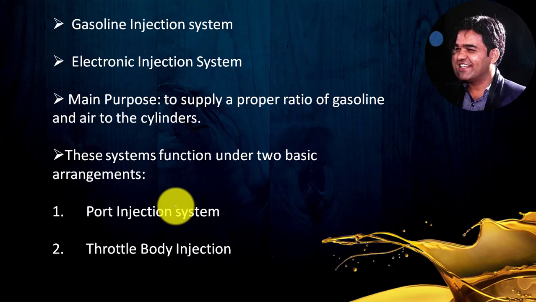This MPFI system is completely controlled by the electronic module, so it is also known as an electronic injection system. The main purpose of implementing this MPFI system on a gasoline vehicle is to supply a proper ratio of gasoline and air to the cylinders. By supplying a proper fuel-air mixture to the cylinder, we are trying to generate a homogeneous mixture inside the cylinder, and ultimately we get fewer pollutants in the emission at our tailpipe.